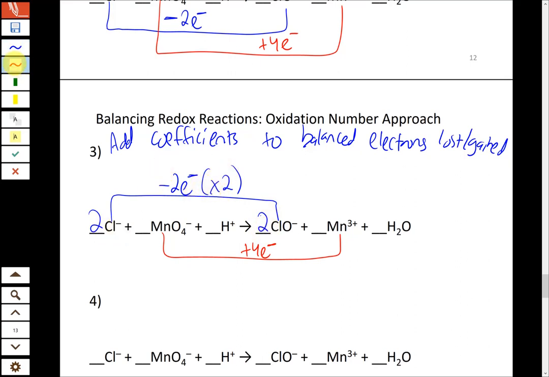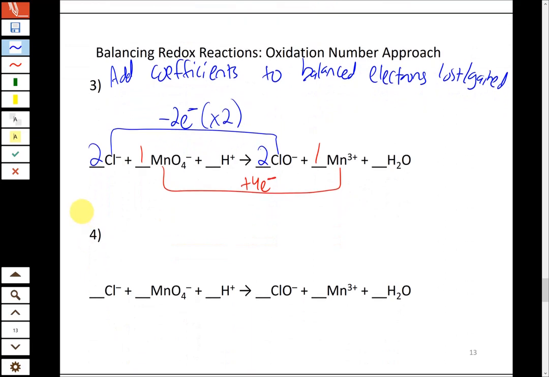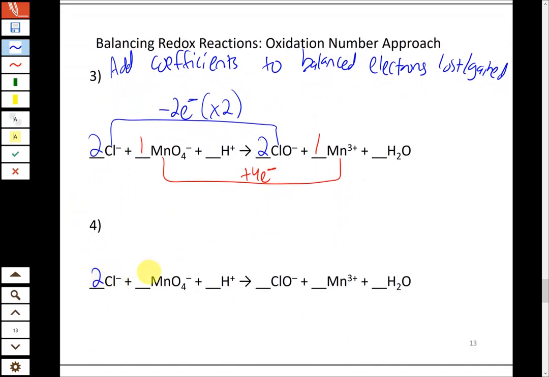And then we're going to set the coefficient as 1 for these two because we don't want to change those at all, because that's going to change the number of electrons that are involved. So this is happening 1 time for a total of 4 electrons. This process is happening 2 times to give us also a total of 4 electrons. Once we have those coefficients set, which again is going to be a 2, a 1, a 2, and a 1 to make sure the number of electrons are balanced, we balance the rest by inspection.